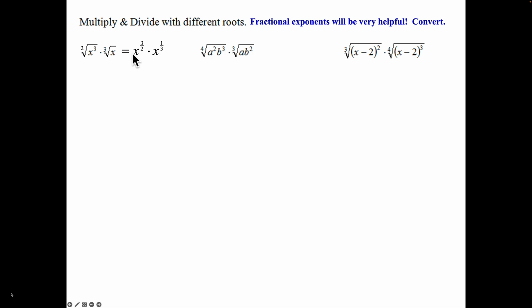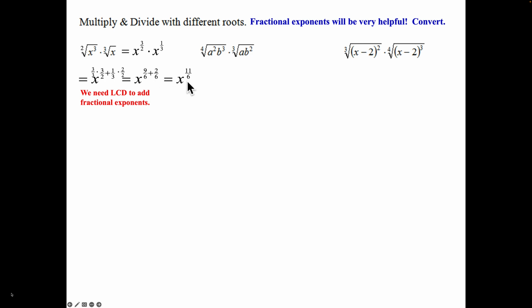Well, now it's your exponential rules. Multiply like bases, add your exponents. Okay, well, I got to have common denominators here first. So I need, let's see, a common denominator of 6. So the first fraction has to be multiplied by 3 over 3 to get a 6 on the bottom. And the second fraction has to be multiplied by 2 over 2 to get a 6 on the bottom. So now I have x to the 9/6 plus 2/6 equals x to the 11/6.